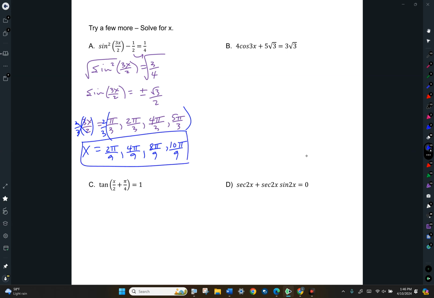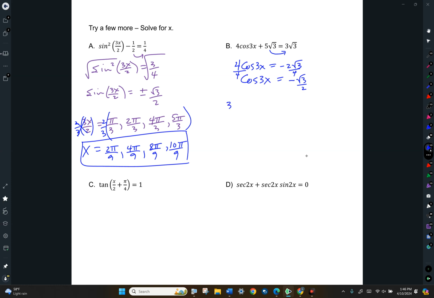Okay. Oh my, look at letter B. What if I want to solve? I've got to get the trig function by itself. So first I'm going to subtract that, and I'm going to have 4 cosine 3x equals, if I subtract, won't that be negative 2 square root of 3? Divide by 4, so cosine 3x equals negative square root of 3. Look, I'm dividing by 4. Square root of 3 over 2 if I simplify.